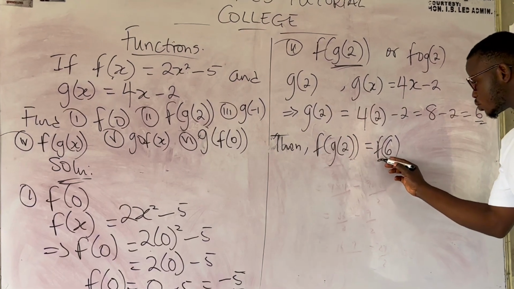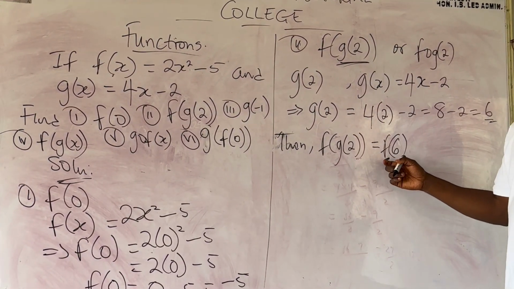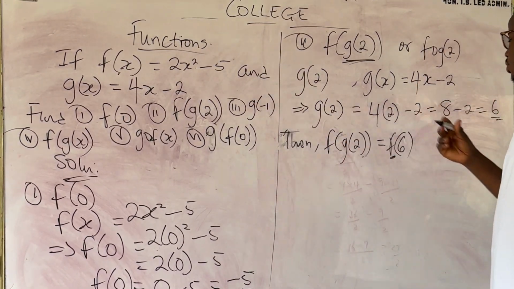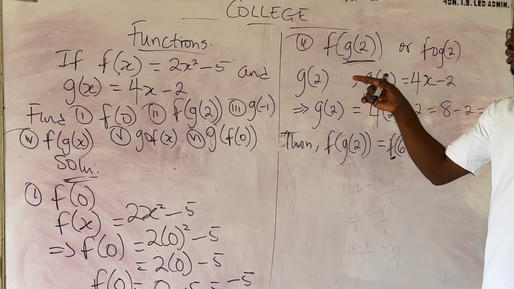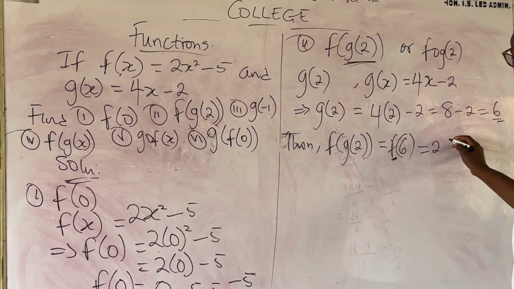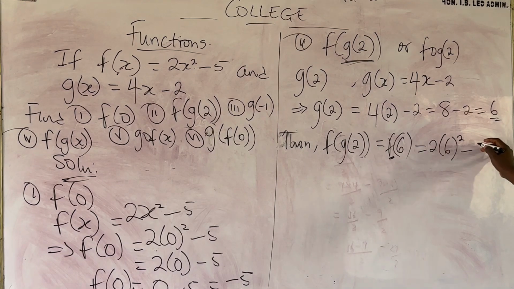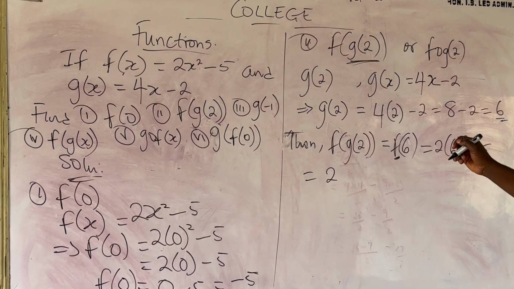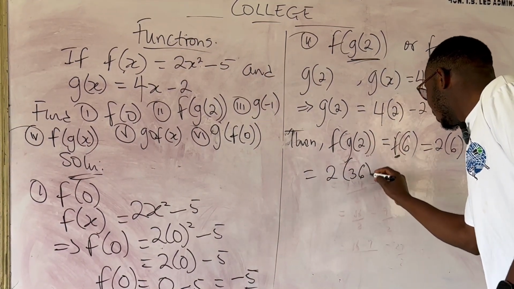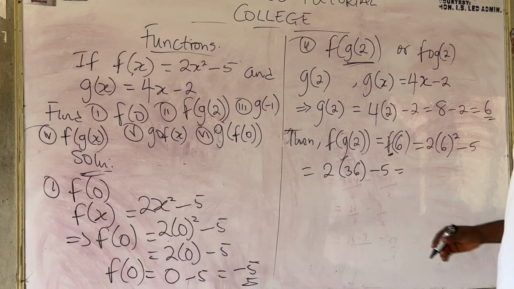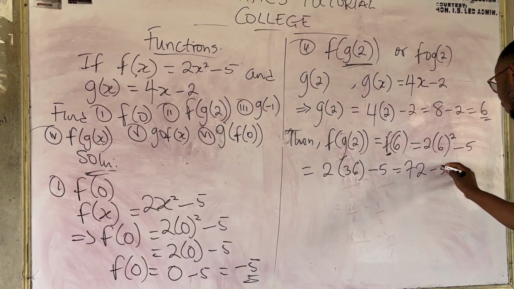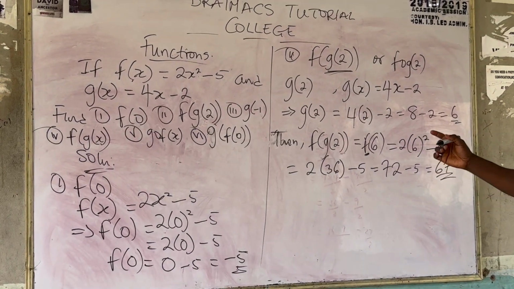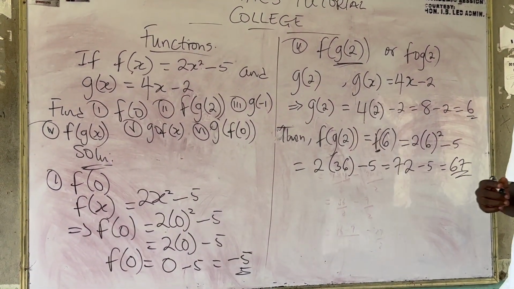So now, this will take us to f of x, because here we have f of 6. So we'll go back to f of x, and f of x is 2x squared minus 5. Wherever we see x in f of x, we'll put 6. So that will be 2 into 6 raised to 2 minus 5. 6 raised to 2 is 36. So we have 2 into 36 minus 5. 2 times 36 is 72, minus 5. So this gives us 67. So that is f of g of 2. That is the answer.